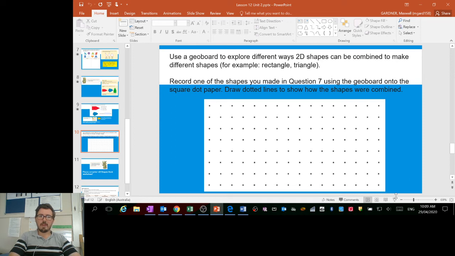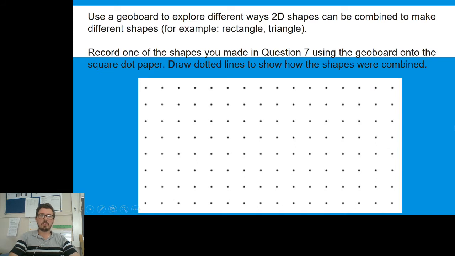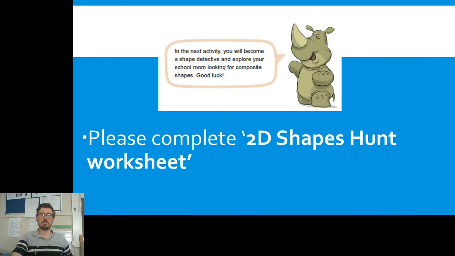So if you've got access to the Geoboard, you can use it to explore different ways that 2D shapes can be made into different shapes. So if you've got the Geoboard, you can make your own new shape.